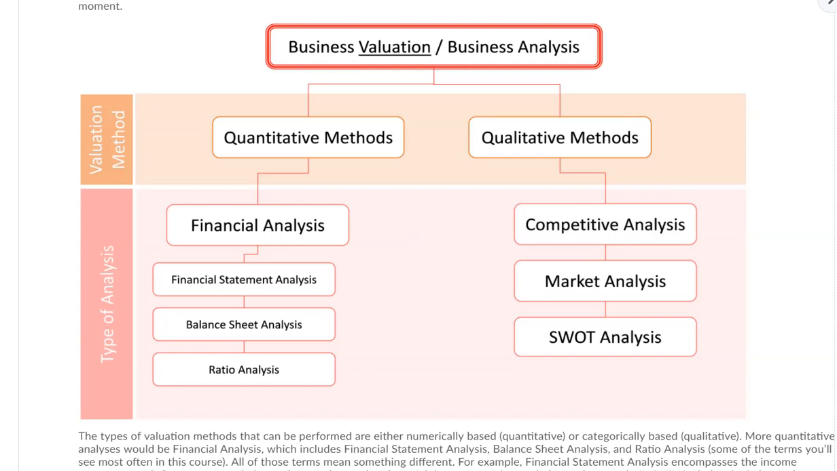Qualitative, of course, is not numbers-based. It's more conceptual in nature. Competitive analysis is a good example where you're looking at different competitors. Market analysis looks at the industry in which the company is operating, and then a SWOT analysis is your strength, weakness, opportunity, threats analysis. So you're looking to grade or assess the company within those different quadrants.